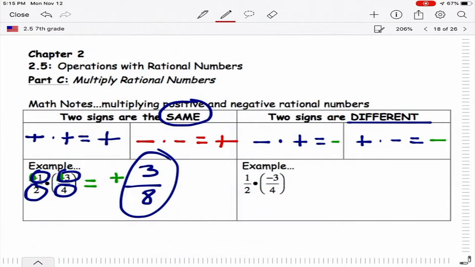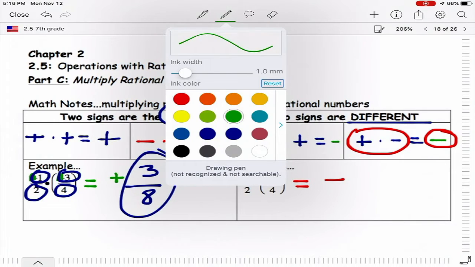So now I'll do this example here. Here I have a positive 1/2 times a negative 3/4. So a positive times a negative is a negative. So right away, I'm going to put that negative sign. Now I can cross out this negative because I don't need it anymore. I know my answer is going to be a negative fraction. From here, once again, I don't need to worry about common denominators when I multiply.